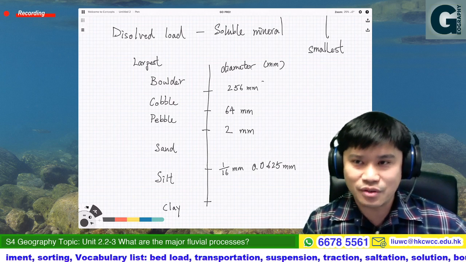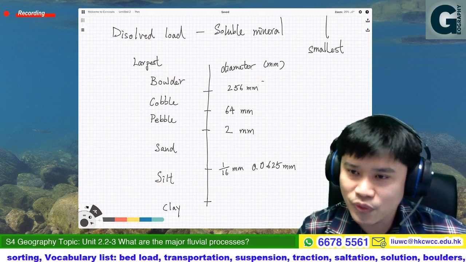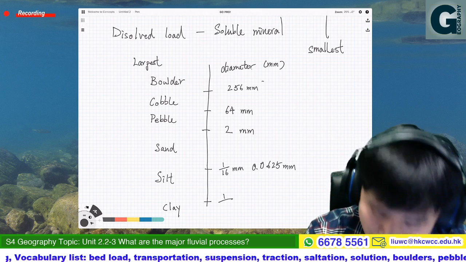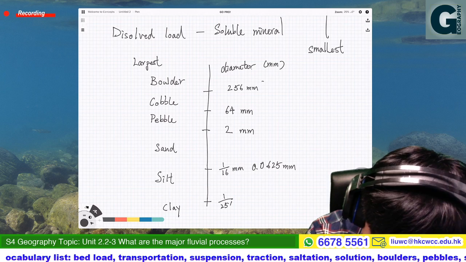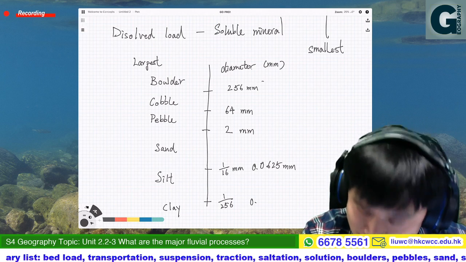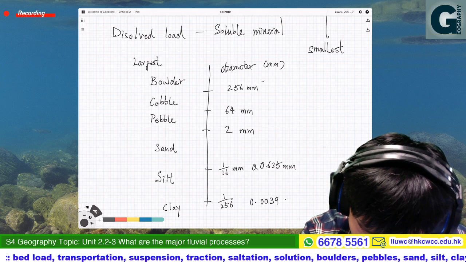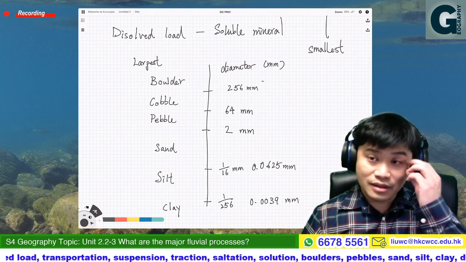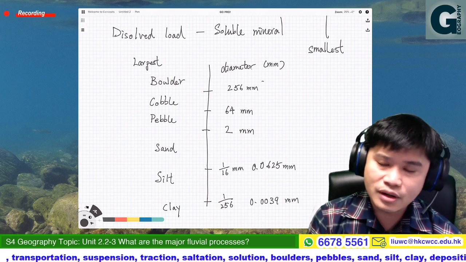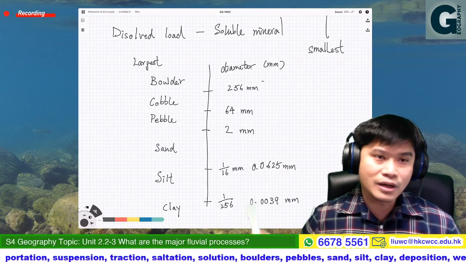For silt, of course, that is much smaller. That is 1/256, which could be 0.0039 mm. If it is even smaller than 1/256 mm, all of this is what we call clay.